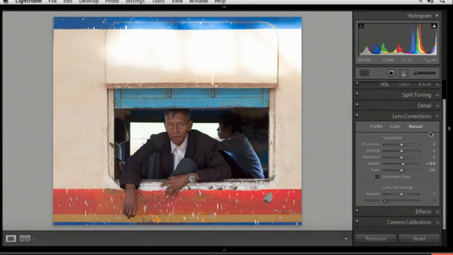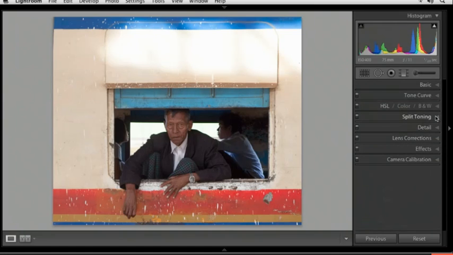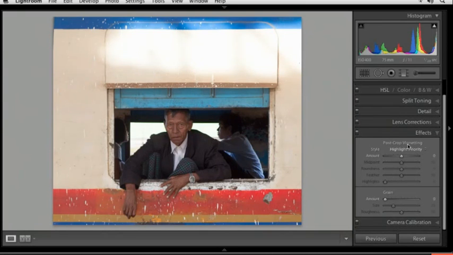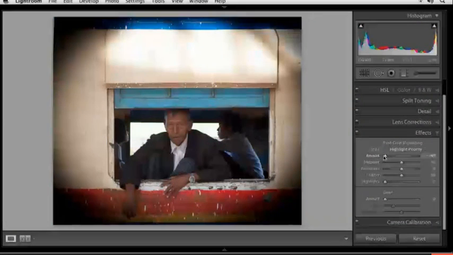So they added something. Instead of being under lens corrections, which is literally there to deal with problems caused by your lens, you can go down to effects, and that's where you find post-crop vignetting, which means don't think about the original framing in the picture, think about what we have right now. And therefore here we have an amount setting. You can bring it down and notice that now it's darkening the edges based on this new cropping, not based on the original.